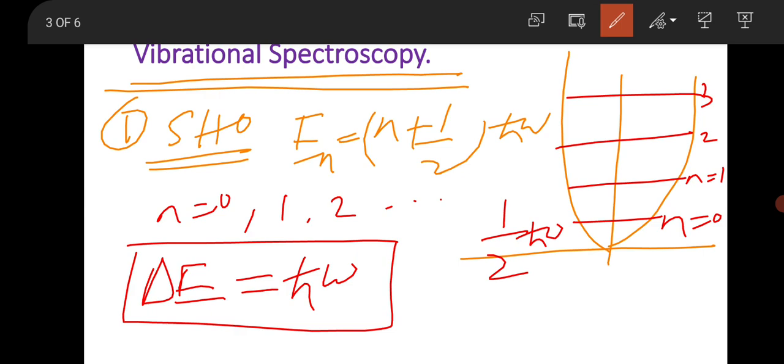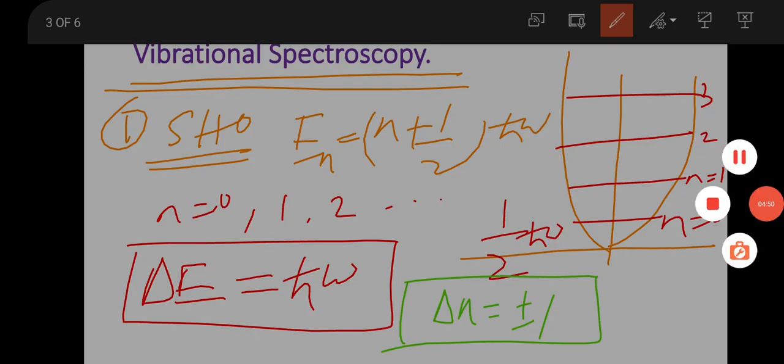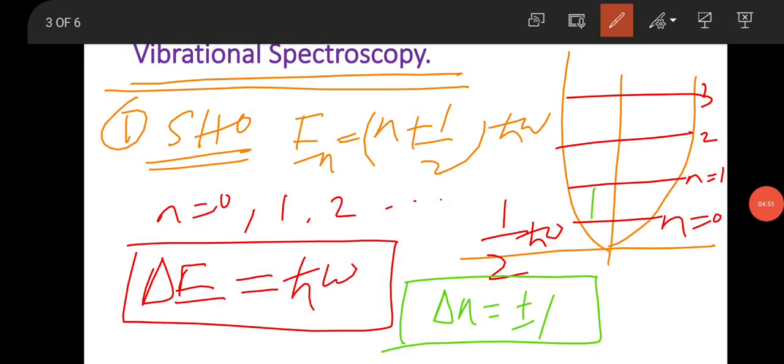But the question is, what about the selection rule in this vibrational spectroscopy? The selection rule is del n equal to plus or minus 1. Here the situation is also the same. The transition can be expected from higher to lower or lower to higher between two consecutive energy levels, not from any other energy levels. So this is all about vibrational spectroscopy.